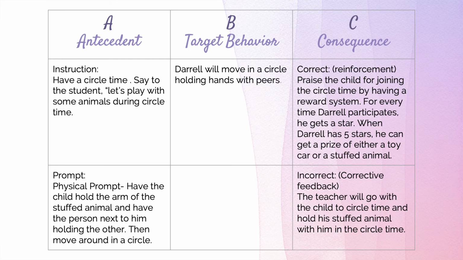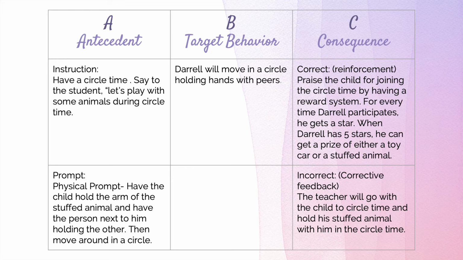For the antecedent, the instruction is to have a circle time and say to the student, let's play with some animals during circle time. The prompt would have to be a physical prompt, such as have the child hold the arm of the stuffed animal and have the person next to him holding the other arm. Then have them move around in a circle. So the target behavior from the instructions is for Durrell to move in a circle holding hands with peers.